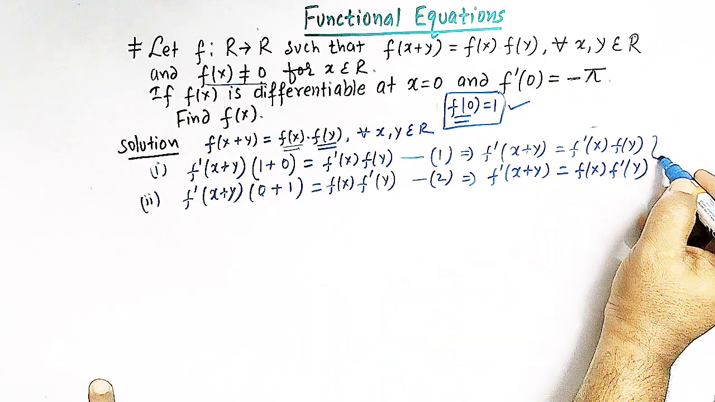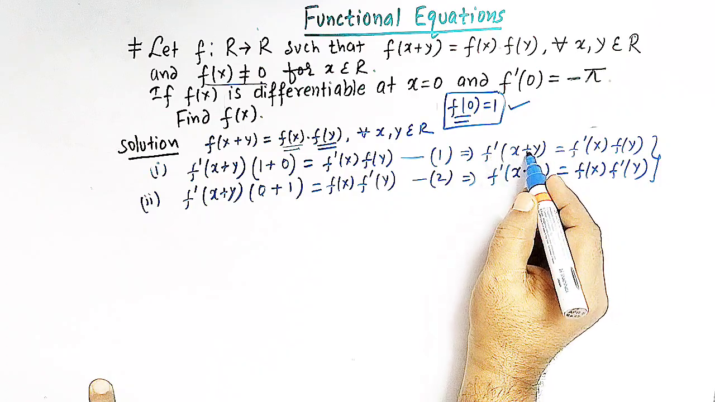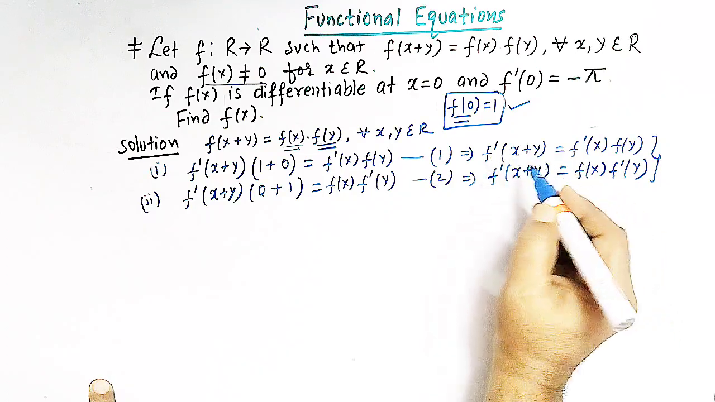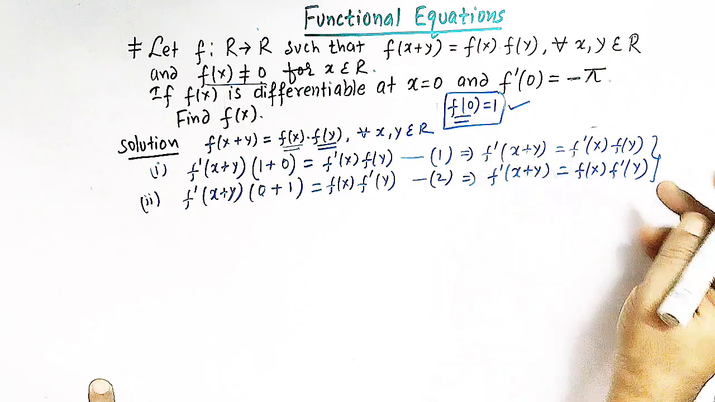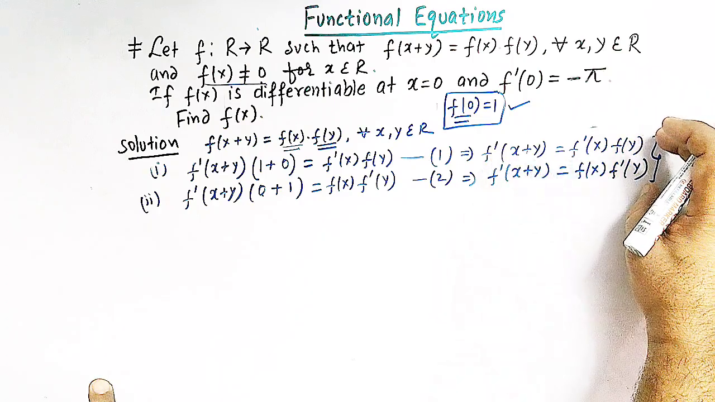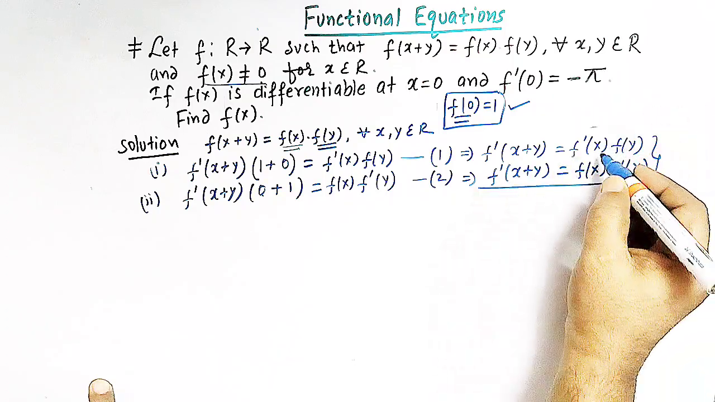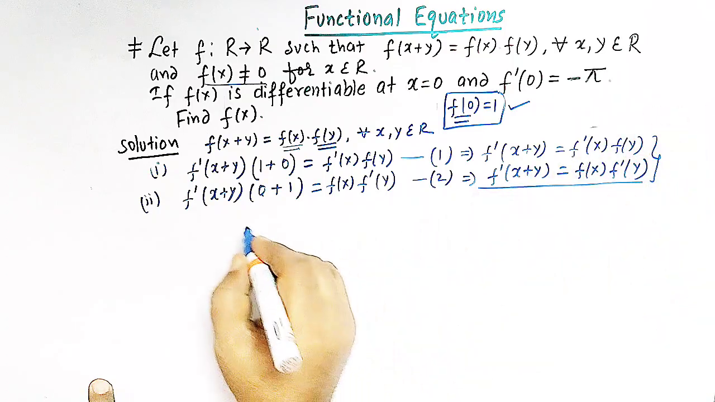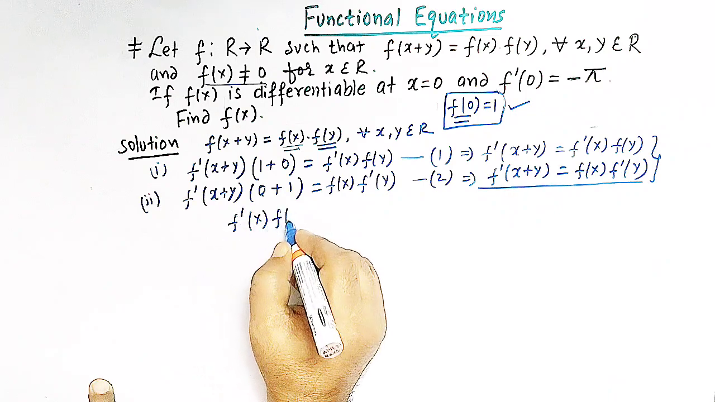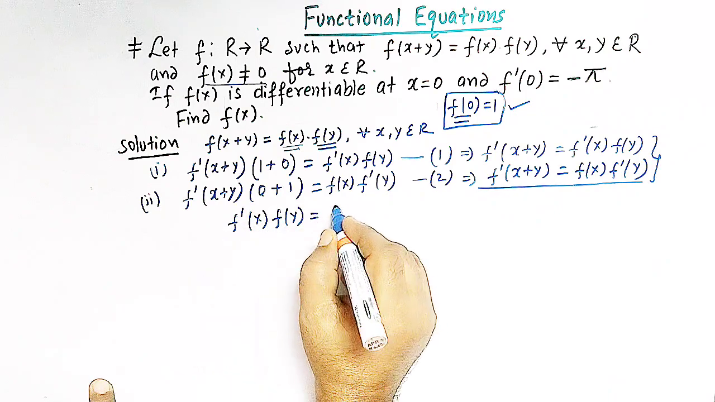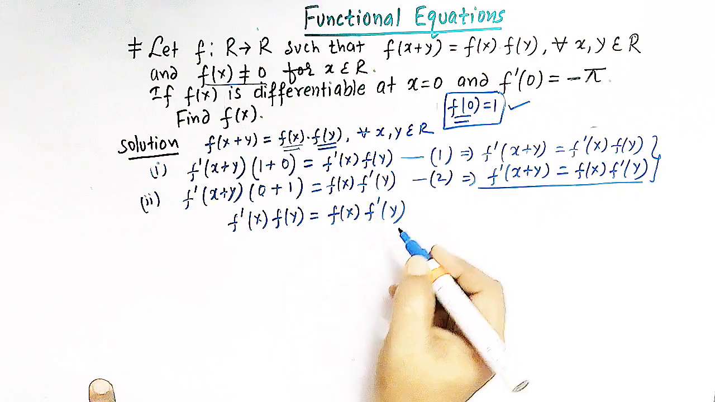Now look at these two equations. So here the left hand sides of both the equations are equal, that is f prime of x plus y. So we can equate the right hand side, right? So from these two equations, we can write f prime of x, f of y is equal to f of x and f prime of y, right?